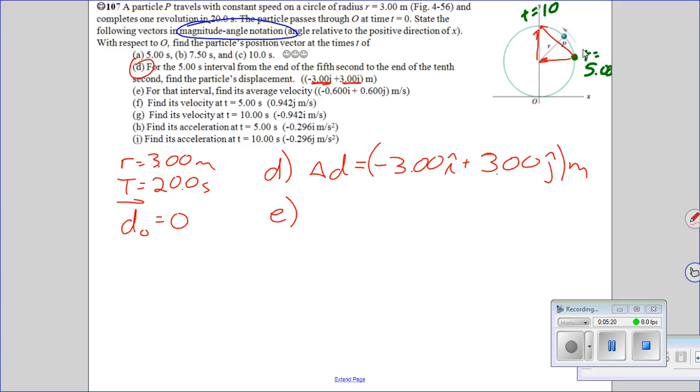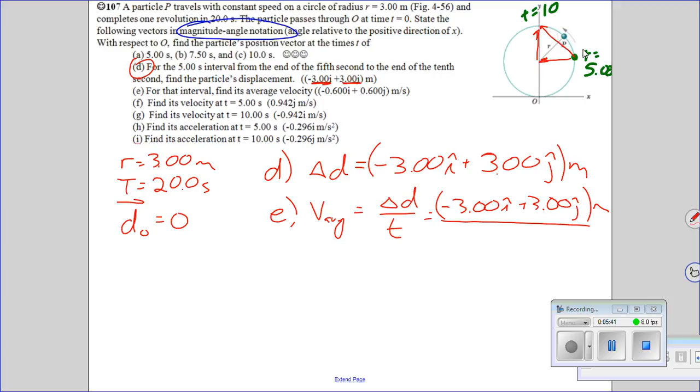For E, we want the average velocity. Average velocity is, by definition, change in position divided by time. So I'm just going to take the change in position that I just found and divide it by the time that it took. Well, that's 5 seconds. So you just divide component-wise, and you'll get negative 0.6 i plus 0.6 j meters per second. Okay, so that's D and E.